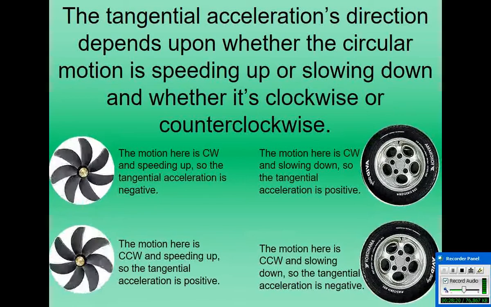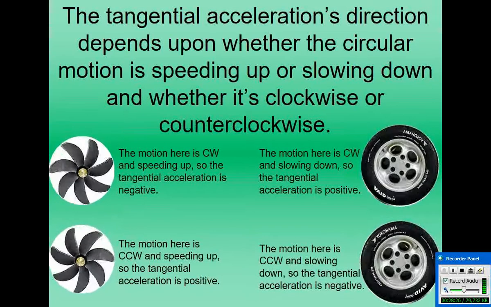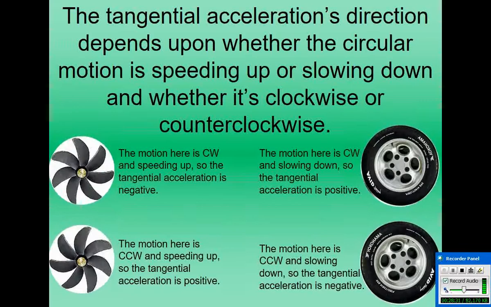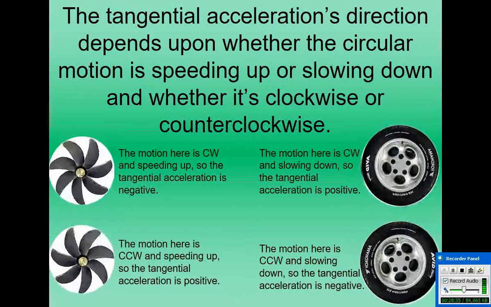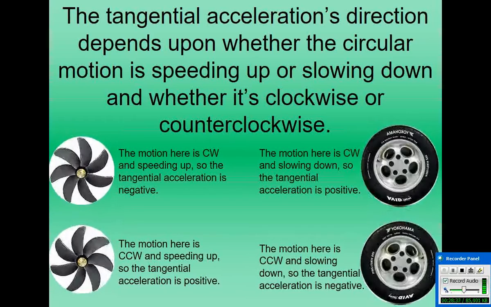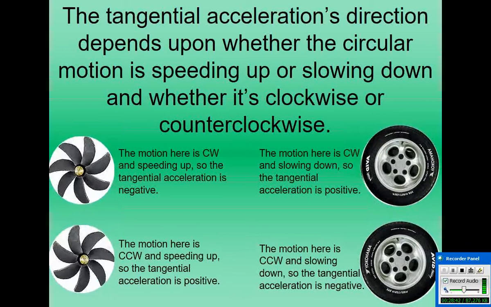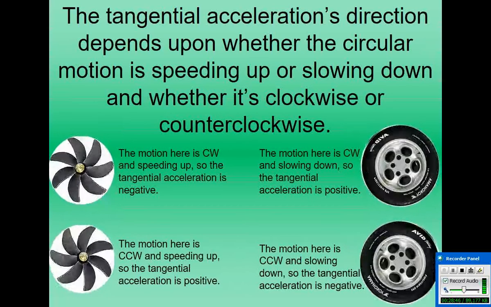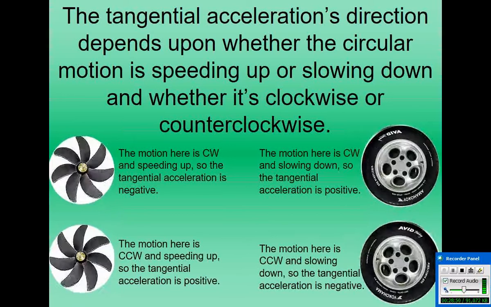The direction of the tangential acceleration exactly matches up with the direction of the angular acceleration. So, is the object speeding up or slowing down? If it's speeding up, the tangential and angular accelerations have the same sign as the tangential and angular velocity. If the rotation is slowing down, the acceleration, both tangential and angular, has the opposite sign.